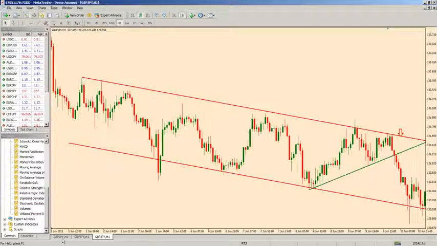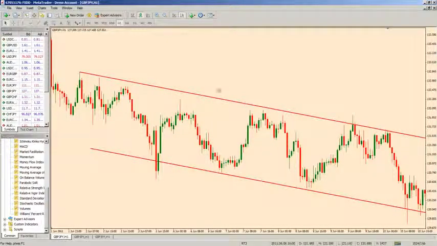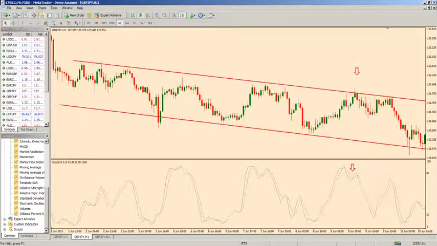Okay, this is a good one. This is the pound yen hourly chart. First of all, you've got good resistance in a sort of downtrend channel. Okay, good resistance there. What do you do then?